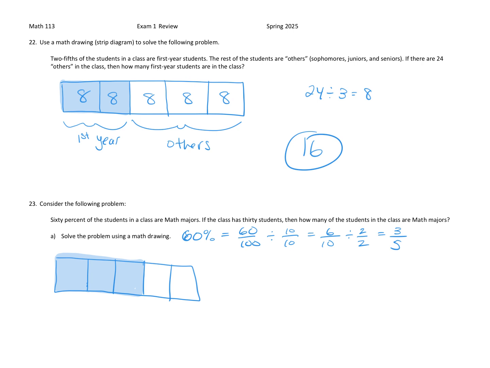Okay, and these are math majors. And the rest are others. And it says the class has 30 students total. So I take my 30 students, divide it into 5 equal groups, and I get 6. So there's 6 in each of these blocks here. And so how many of the students are math majors? 6 plus 6 plus 6, which is 18.